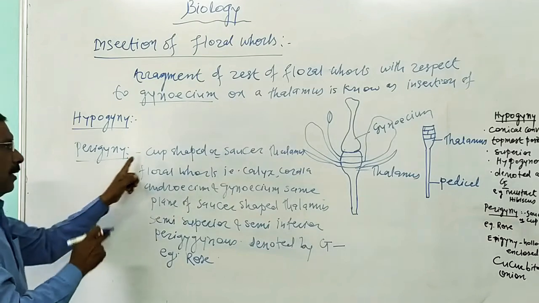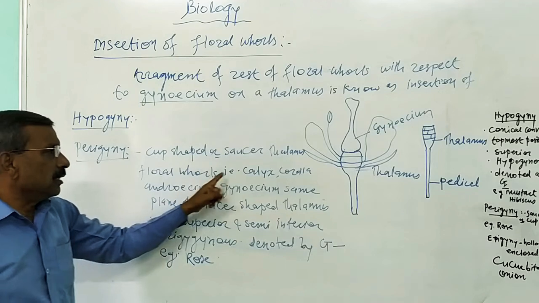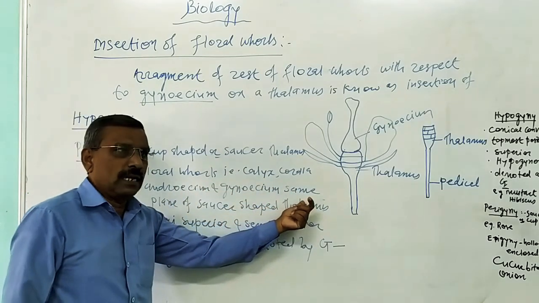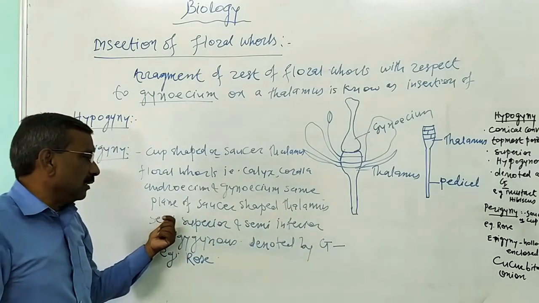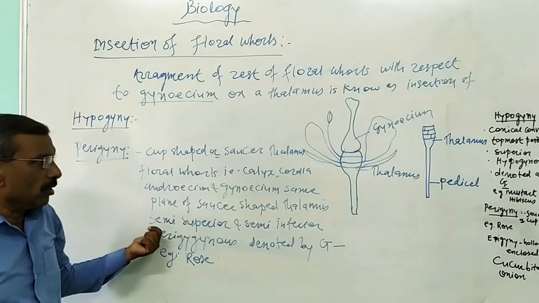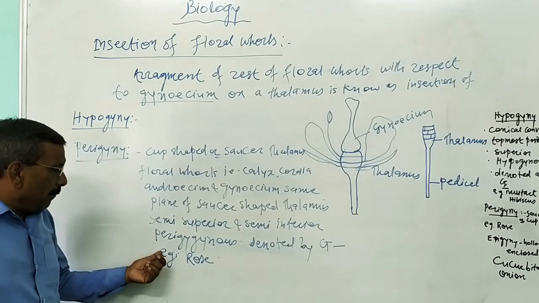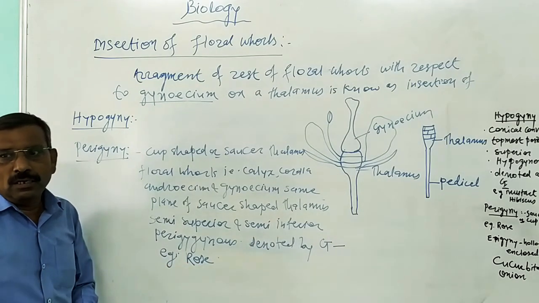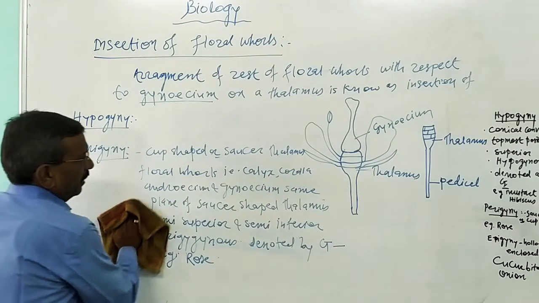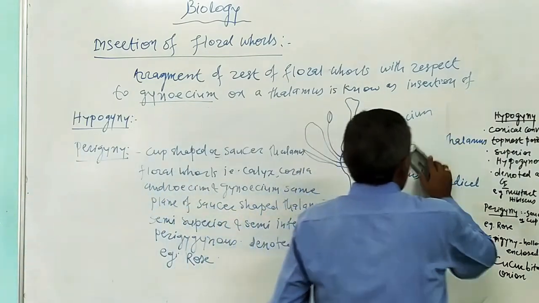Is everybody getting this? In perigyny, the thalamus is generally saucer-shaped. The floral whorls, that is calyx, corolla, androecium, gynoecium, lie on the same plane of the saucer-shaped thalamus. Then the ovary is neither superior nor inferior, known as semi-superior and semi-inferior. The other floral whorls are also neither superior nor inferior. And the example is a rose. Thus we have studied the second type of insertion, that is perigyny.